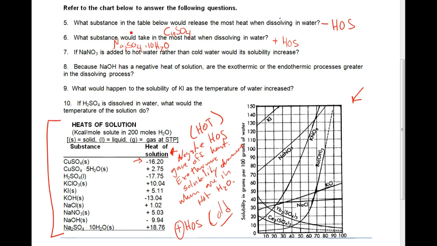All right, now another one. If NaNO3, so we find that here, NaNO3 is this substance with this heat of solution. If NaNO3 is added to hot water rather than cold water, would its solubility increase? All right, this is going to run out of time. I want you to discuss with your lab partners which one you think it would do. Would it increase or decrease?